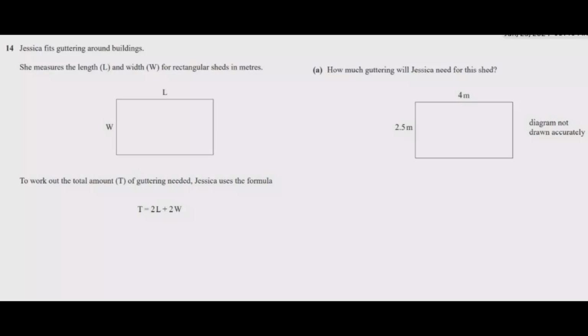To work out the total amount T of guttering needed, Jessica uses the formula T is equal to 2L plus 2W. Okay, so this is the formula that we need to use. It's the one we are supposed to use.